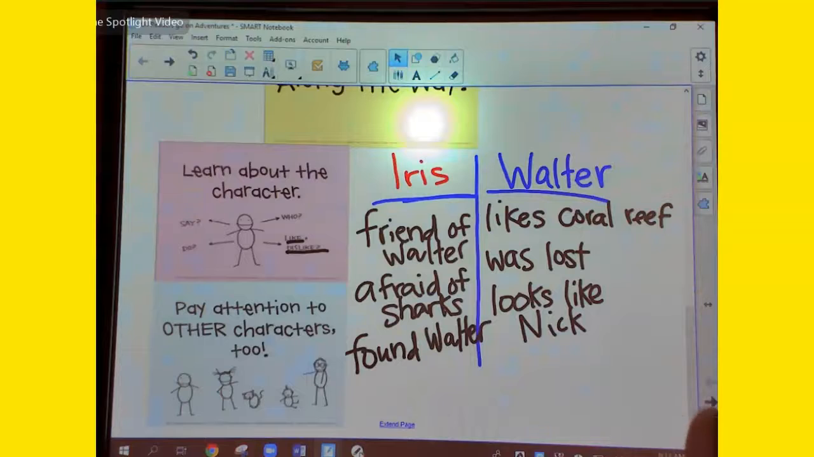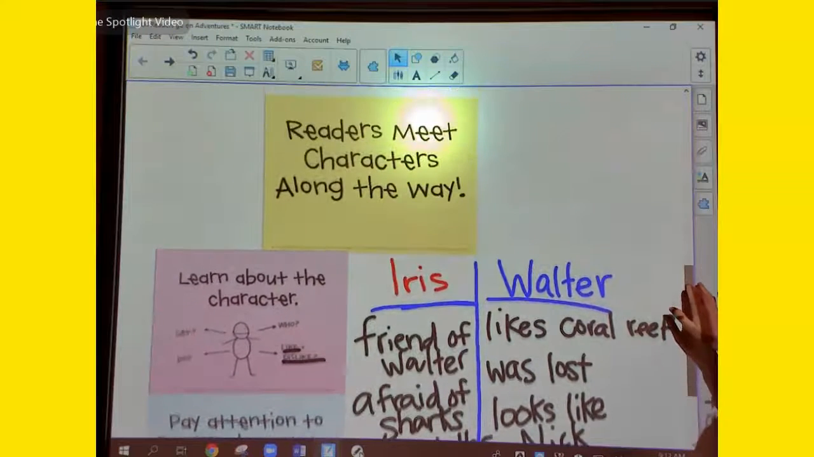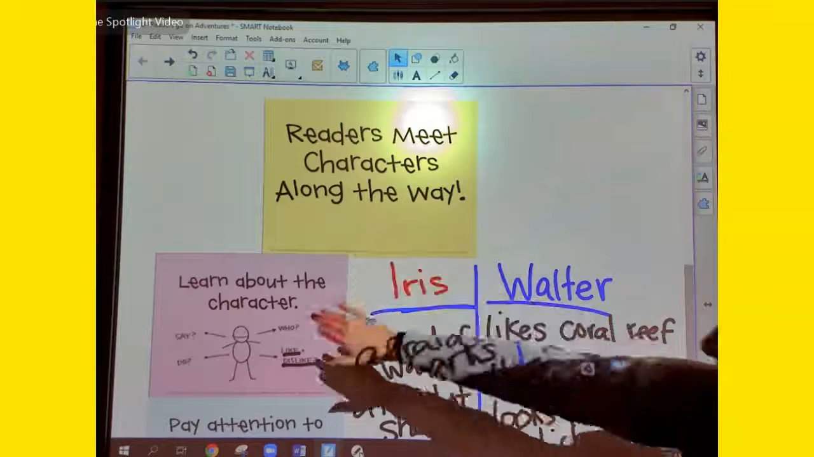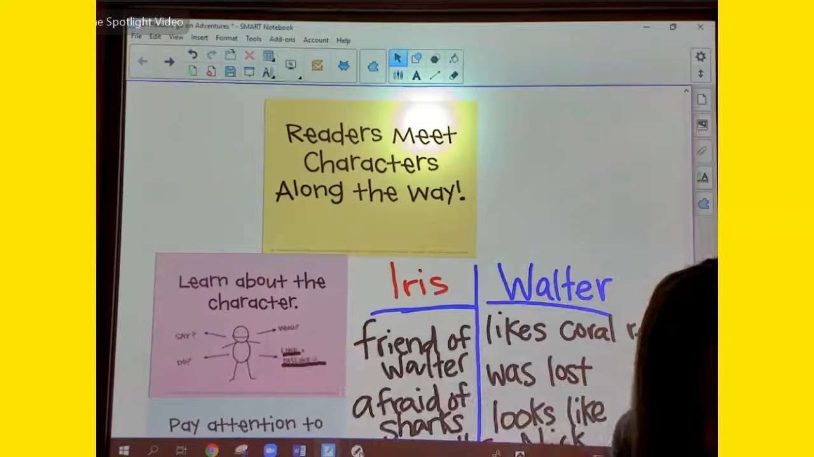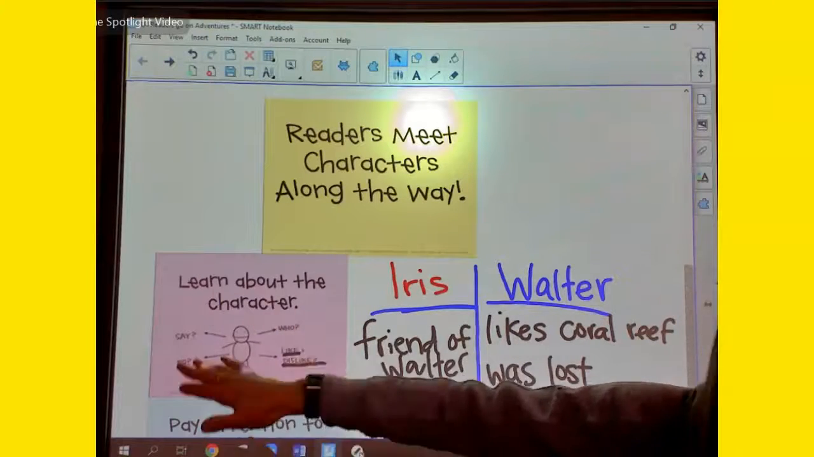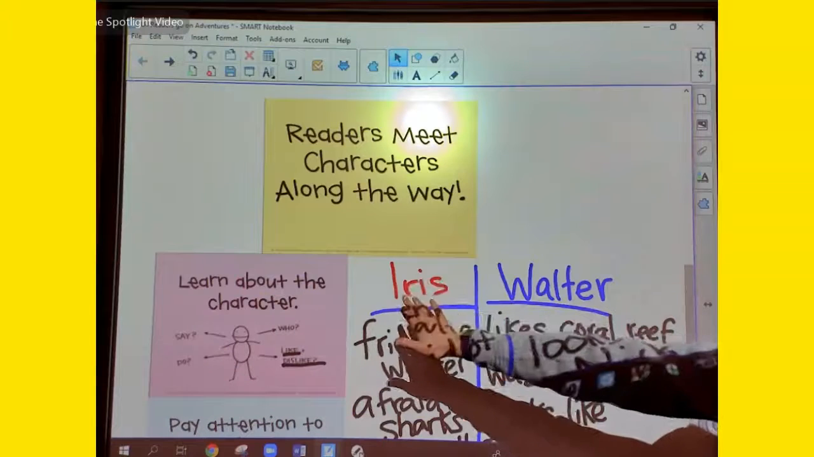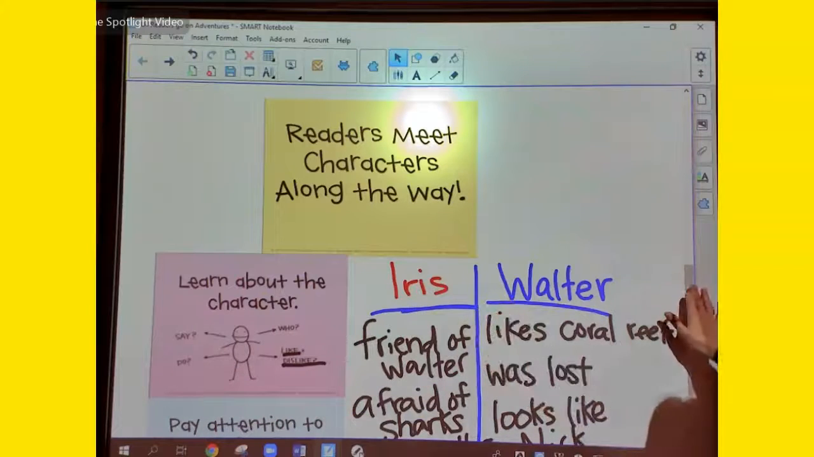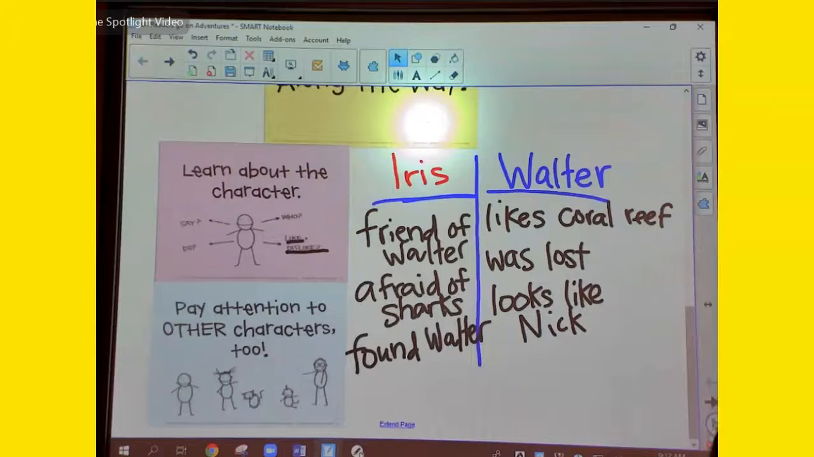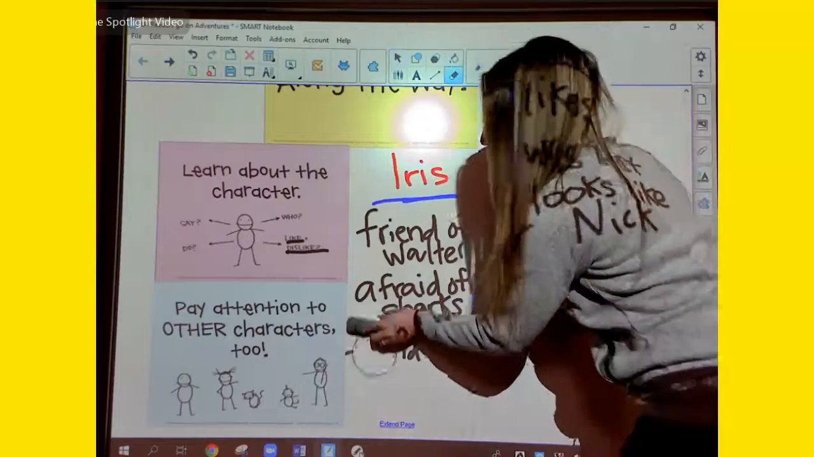When we look at our chart, boys and girls, our category is meeting characters along the way. And yesterday we talked about how we can describe each of our characters. And we practiced with Iris and Walter. Today, we're going to be paying attention to other characters too. But this time we're not using Iris and Walter. We are going to use Mr. Putter and Tabby.